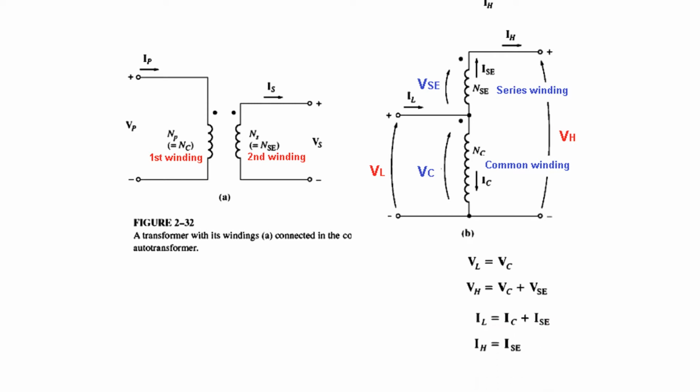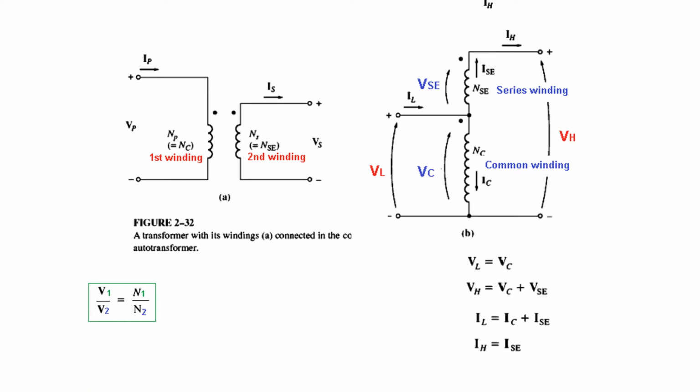Also look at the current, IL, the current flowing in, is dividing into two paths. So we can say that IL is equal to IC plus ISE. And IH is actually ISE. Now this is IH and this is ISE, so the same current.